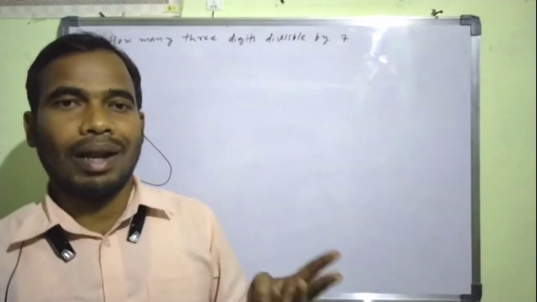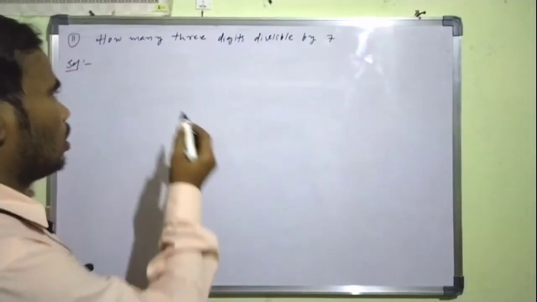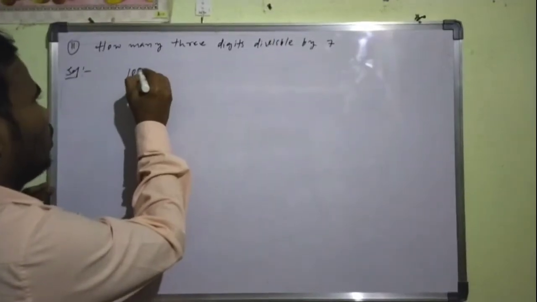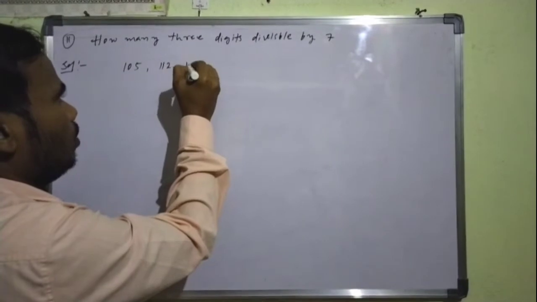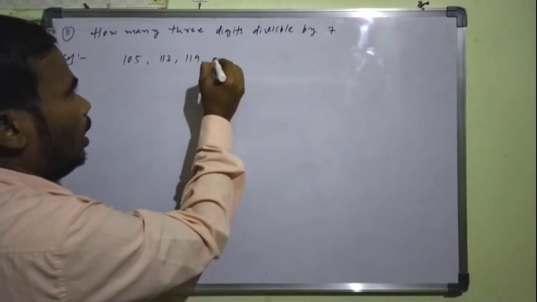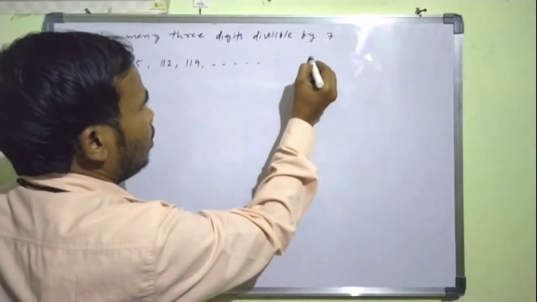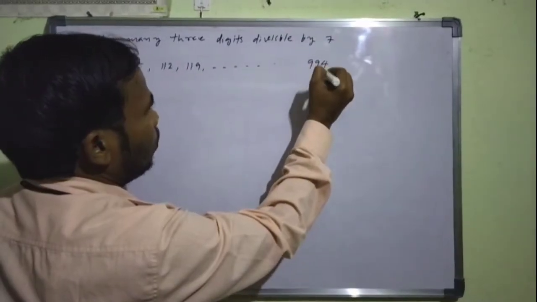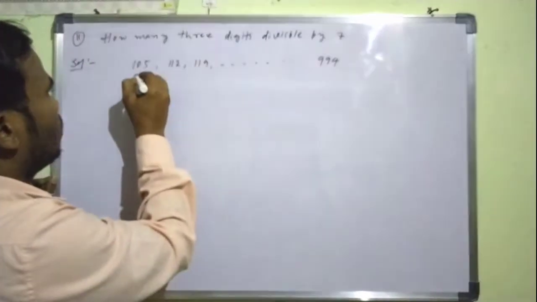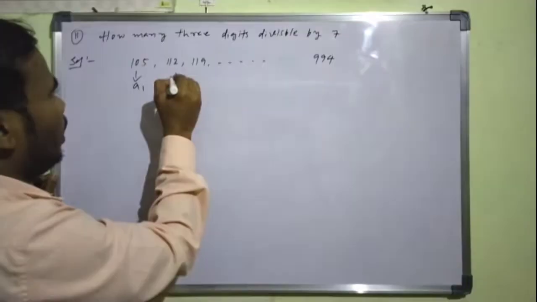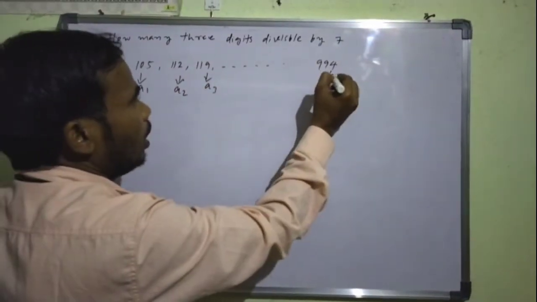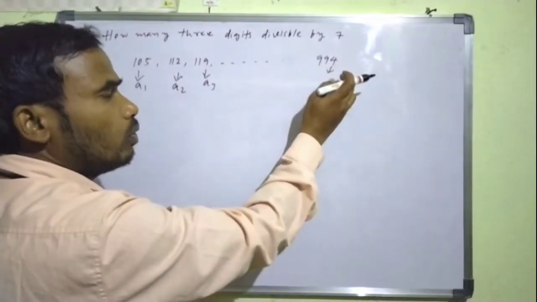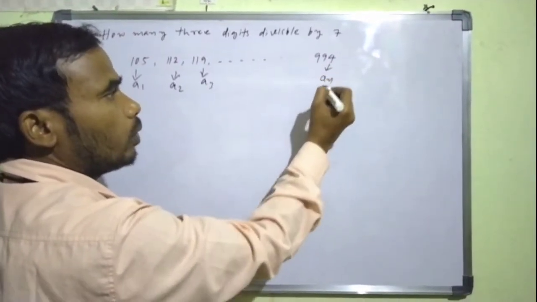So both are not divisible. So first, 105 is divisible by 7, and 112 is divisible by 7, 119, and like that we get to 994, which is divisible by 7. So this is the A1, this is the A2, this is the A3, and this is the nth term, which term we don't know.